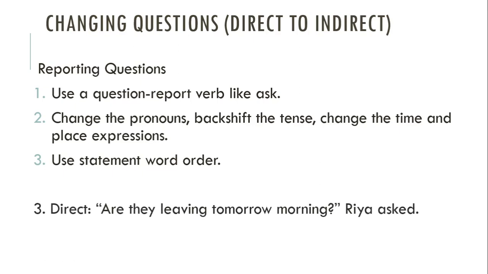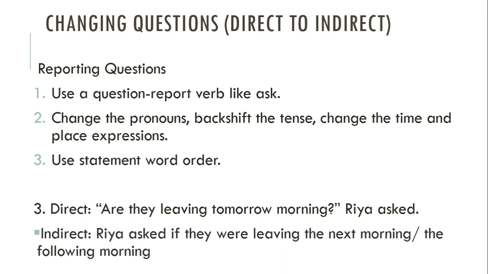So here you see, are they leaving tomorrow morning? Ria asked. Are they leaving tomorrow morning? So we will say Ria asked. Here you see the question has started with an auxiliary verb. So we can answer this question with yes or no. That's why we have to use if or whether here. So then what to do? Ria asked. So here you see, are they leaving tomorrow morning?